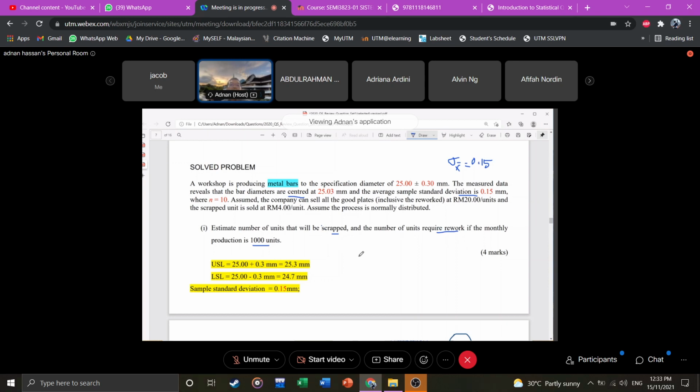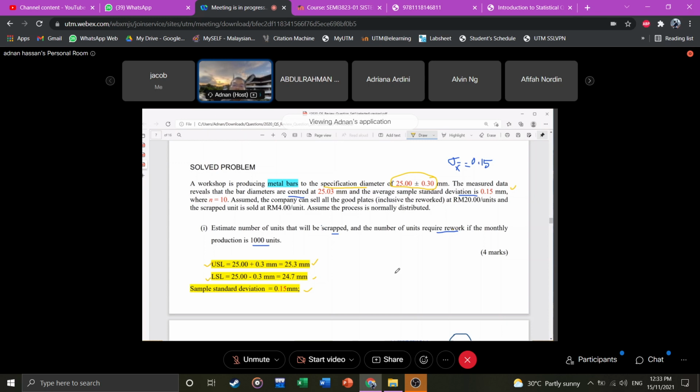Since you are given this, this one is given. So this is basically the specification. You know that the upper spec is 25 plus 0.3, so this is the upper specification limit. The lower specification limit is just the minus of this, you get this. The sample standard deviation is already given here. Any problems so far, everyone?